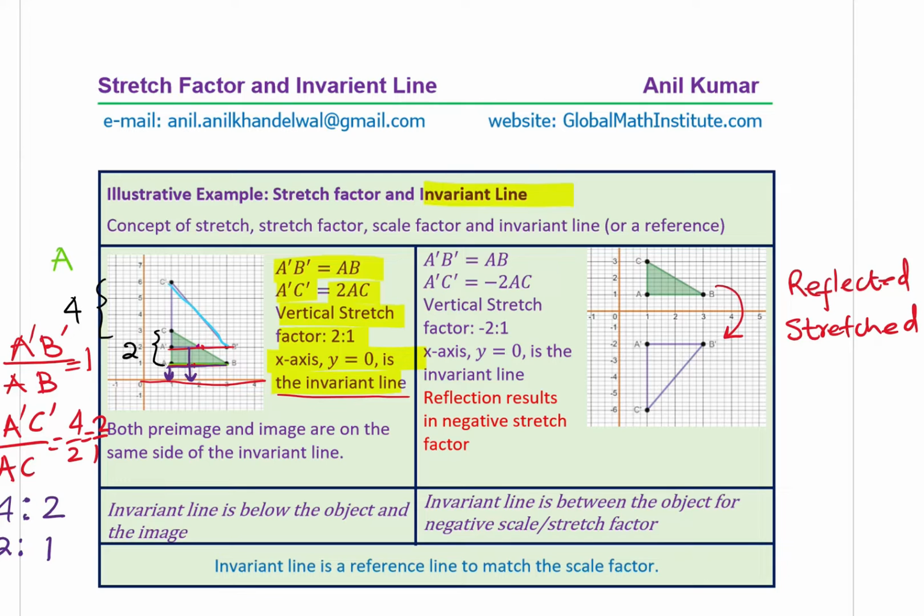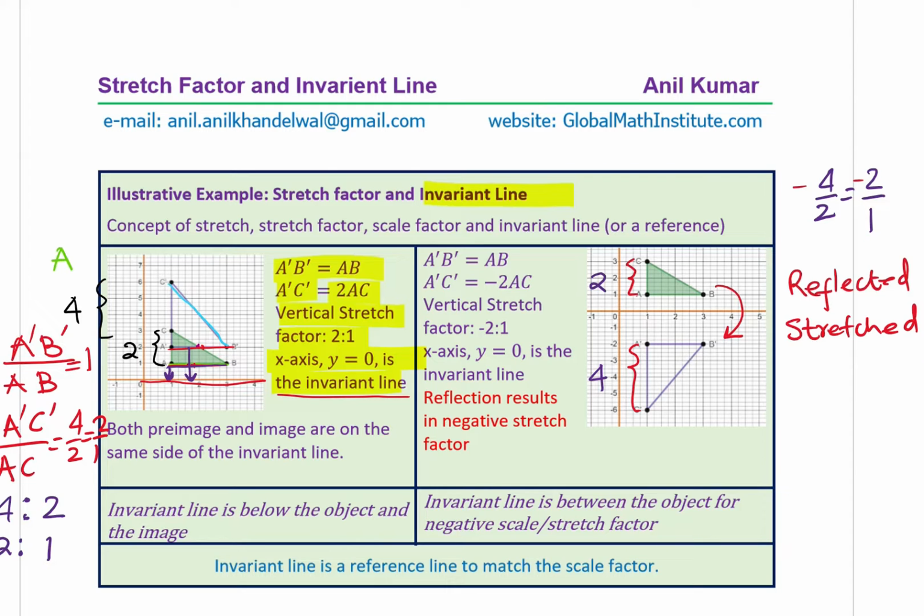Now, in this particular case, you notice that the length AC, the vertical length, has been stretched. Now, the ratio is again 2 is to 1, since the length of the image is 4 units vertically and that of the object pre-image is 2 units. So the comparison 4 over 2 again gives you 2 over 1. Since there is a reflection, right, it is considered to be negative. You understand? So it is negative 2 for the stretch factor. So that is the stretch factor.